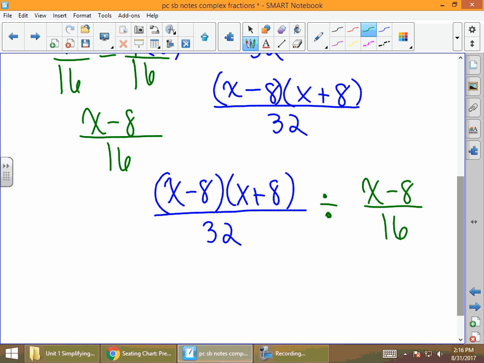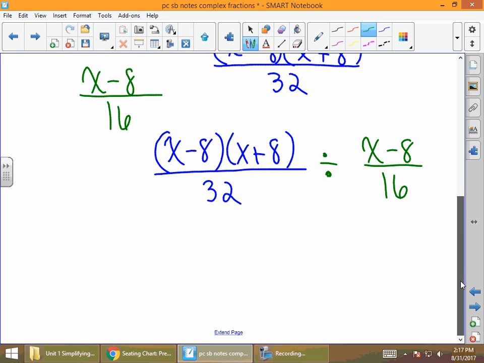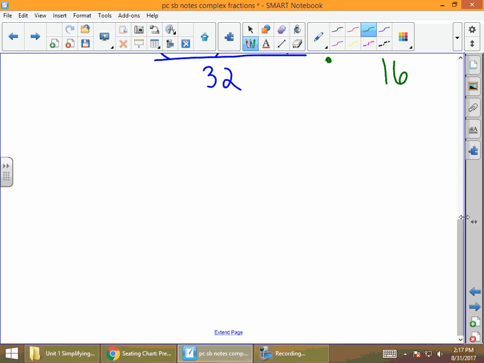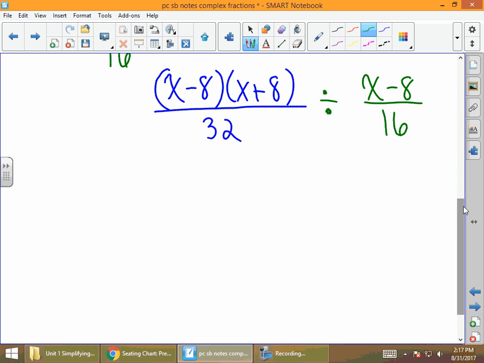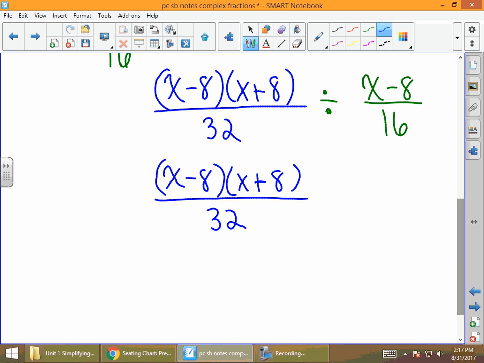And then to finish, when dividing, don't ask why. Flip the second one and multiply. So we still have x minus 8 times x plus 8 over 32. And then it's going to be multiplied by 16 over x minus 8. We flip the second one and multiply.